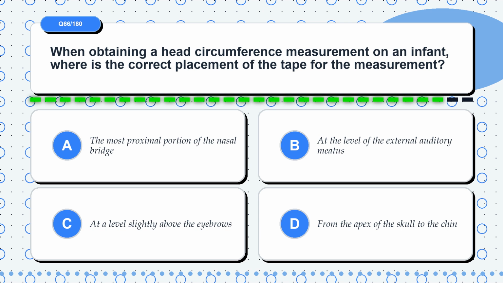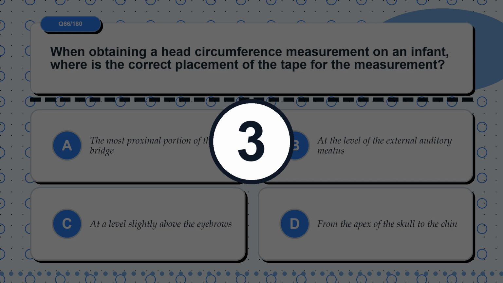Question 66. When obtaining a head circumference measurement on an infant, where is the correct placement of the tape for the measurement? Here are the options. Option A. The most proximal portion of the nasal bridge. Option B. At the level of the external auditory meatus. Option C. A level slightly above the eyebrows. Option D. From the apex of the skull to the chin.